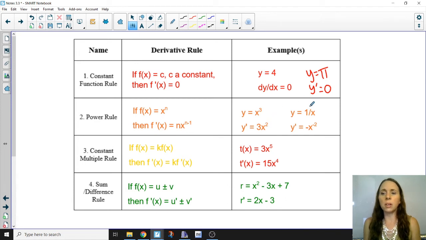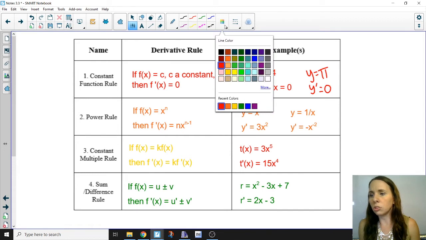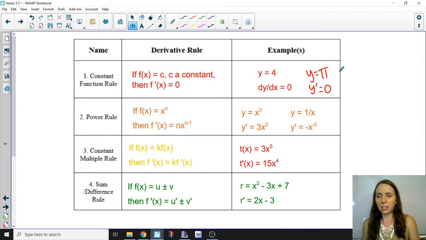Here's one that's maybe not too simple or intuitive. If I have y equals 1 over x, keep in mind that you can use the power rule on that because you could rewrite it as x to the -1 power. And so that's how this derivative has come to be negative x to the -2 power. The -1 comes down as the coefficient, and you subtract 1 from -1 to get your new power of -2.